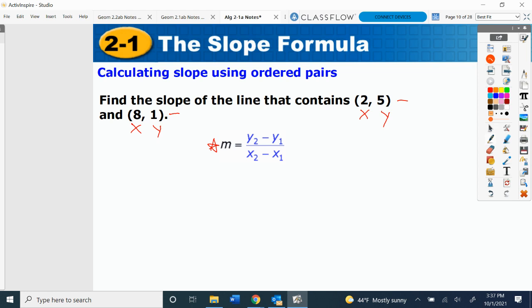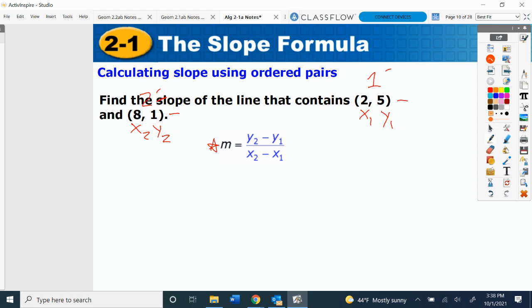All right, and how we're going to use this formula looks a little weird at first, but here's what I want you to do. We're going to label this point as point number 1, and we're going to label this point as point number 2. Now because this is point 1, we're going to label this x as x1 and this y as y1. And because this is point 2 over here, we're going to label this x as x2 and this y as y2.